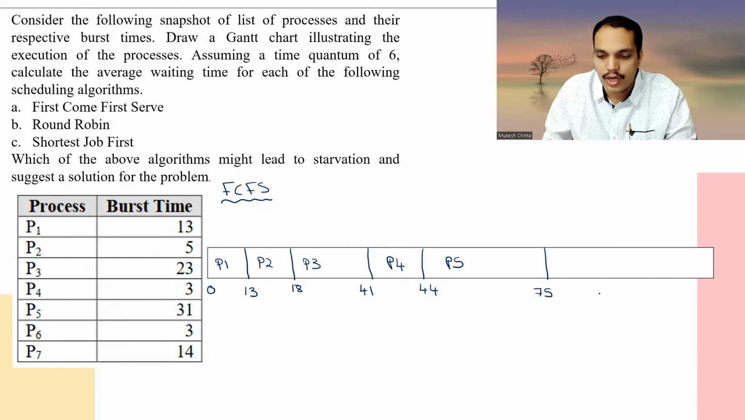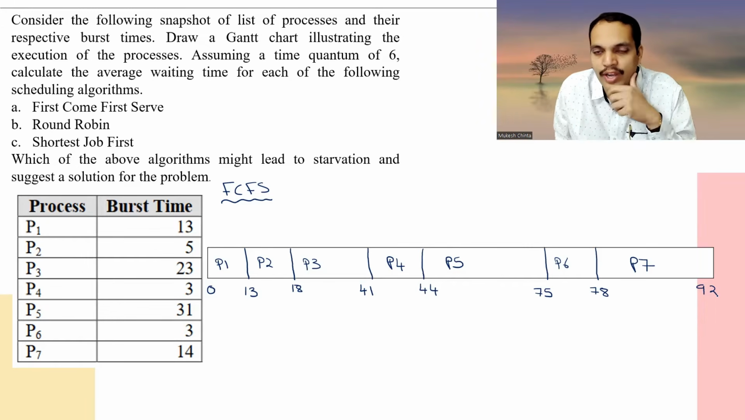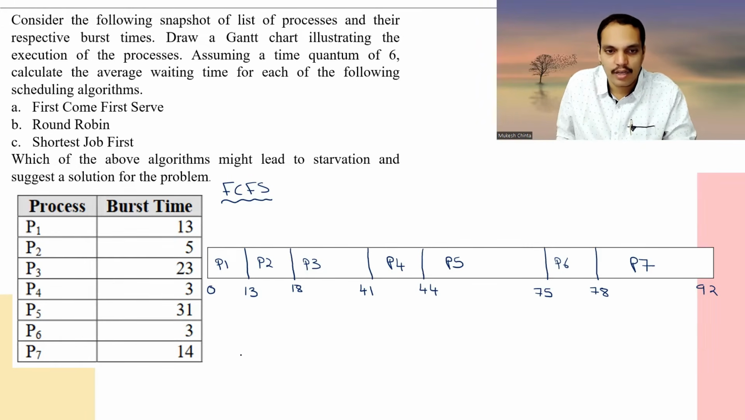And next followed by P6, which has a burst time of 3. So 78. And the last one is P7, which has a burst time of 14, which gives me 92. So this is a simple Gantt chart where we use the FCFS scheduling algorithm to create this. Now, to calculate the average waiting time, it is easiest done if you calculate for P1. So P1's waiting time is 0. P2's waiting time is 13. And P3's waiting time is 18.